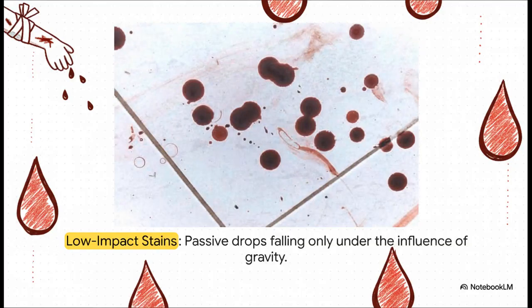Let's start with the simplest type: low-impact stains. This is basically just gravity doing its thing. You can just picture a single drop of blood falling from a small cut. The result is a clean, circular stain. It's simple, but it's still a piece of the puzzle.